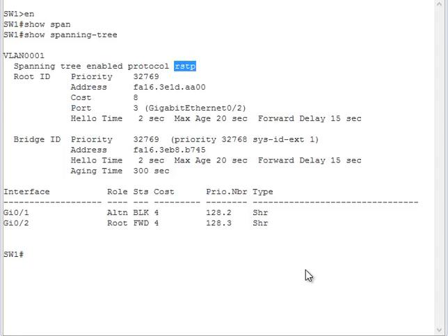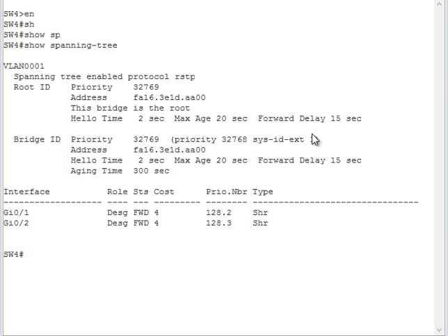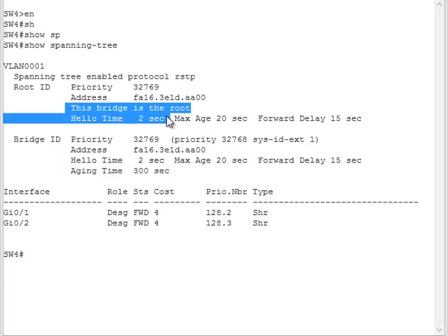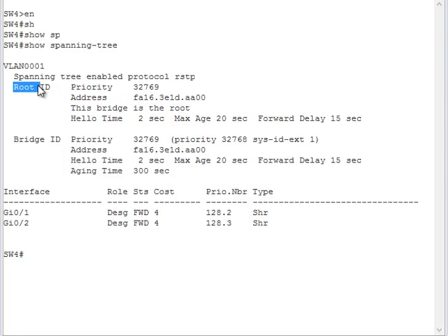I know what I should have done, I should have looked at switch 4 first to make sure that he became the root bridge, right? And he did. It even says this is the root bridge. There's two ways you can tell. It says this bridge is the root. That one's pretty obvious. Or you have the root ID section here. The address of the root bridge is right there. It matches the bridge ID of this switch. And so he is the root bridge, which means his interfaces are all designated and forwarding. So switch 1 and switch 4 we got correct.